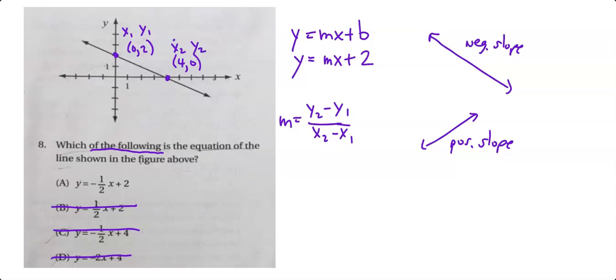I do recommend labeling these because when you're transferring these numbers over to the formula, your eyes are going back and forth, and it's real easy to land on the wrong number and plug it in. But if you have these labeled, it's a lot easier. So y2 we see is 0, y1 is 2, x2 is 4, and x1 is 0. So we have negative 2 over 4, which is negative 1/2. And there's our slope of negative 1/2.